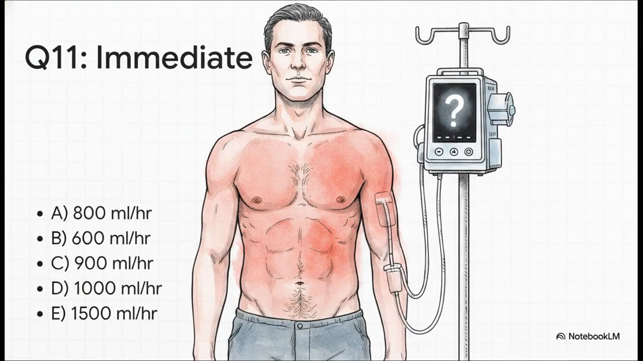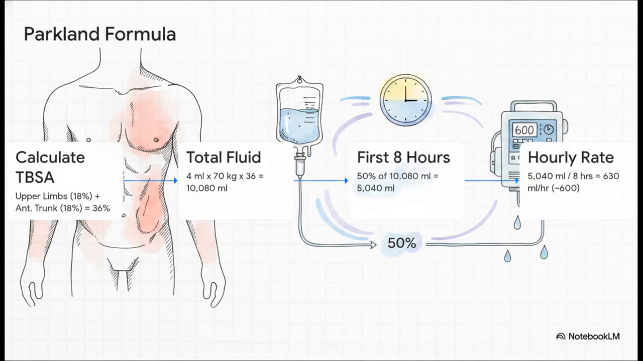Alternatively, what if we're running a pure crystalloid rate? We've got a 50-year-old, 70-kilogram male with burns to both upper limbs and the entire front of his chest and abdomen. What amount of fluid should be started immediately? The answer here is B, 600 milliliters an hour.